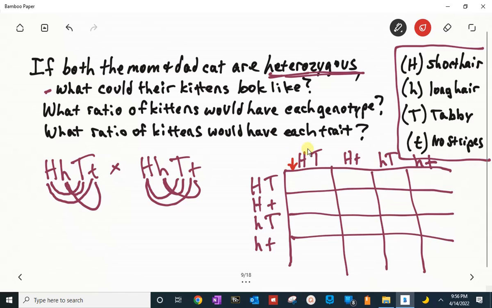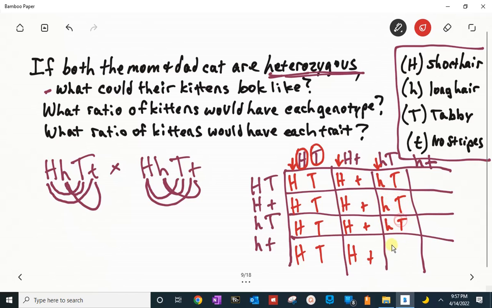So this is going to have a capital H from dad and a capital T from dad. So we're going to put capital H, capital T, capital H, capital T. And this is going to have a capital H, lowercase t from dad. And this is going to have a lowercase h, capital T from dad. And this one is going to have lowercase on both, a lowercase h and a lowercase t.